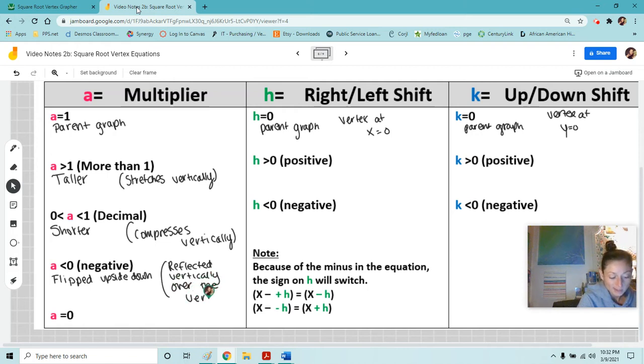But I'm not expecting you guys to use that terminology. I'm always going to let you guys know so that you see those words and think, oh, that's what that means. But you can use the words taller, shorter, flipped upside down. That's what anybody would use. So it's totally okay.